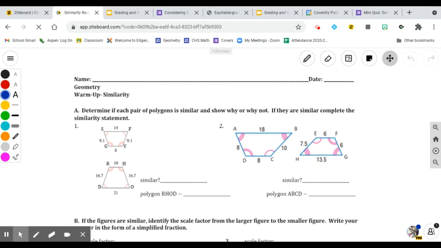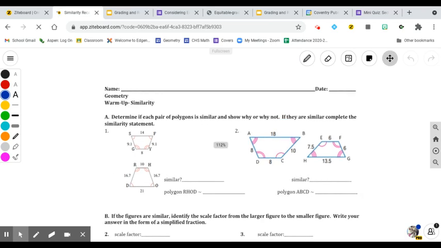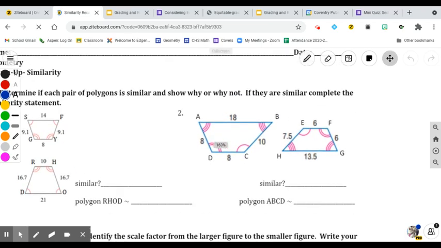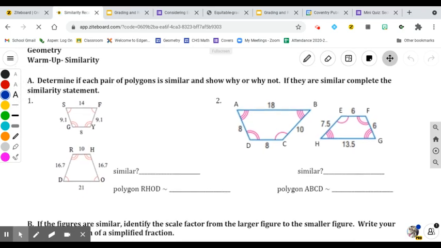So the first type that you're going to have to do is part A here, which is determining if a figure is similar. Remember, the things you look for when determining if a shape is similar is you take a look at the angles first to make sure that the angles are congruent, which in number one they are. See how these two are marked as congruent to these two, and then these two and these two. So all the angles are the same.